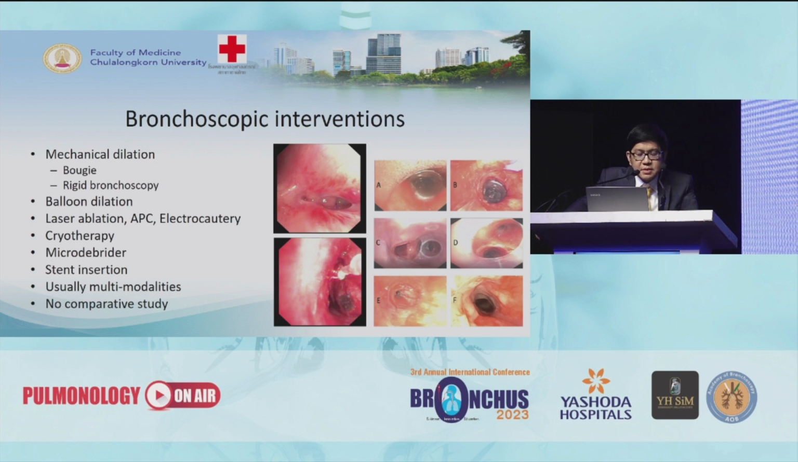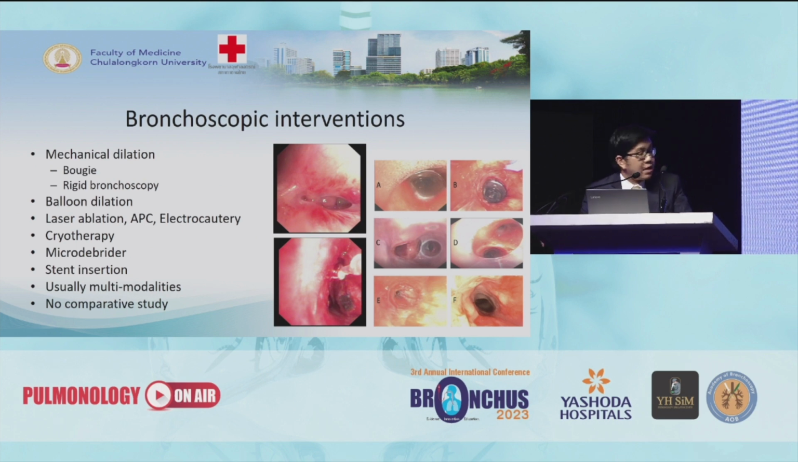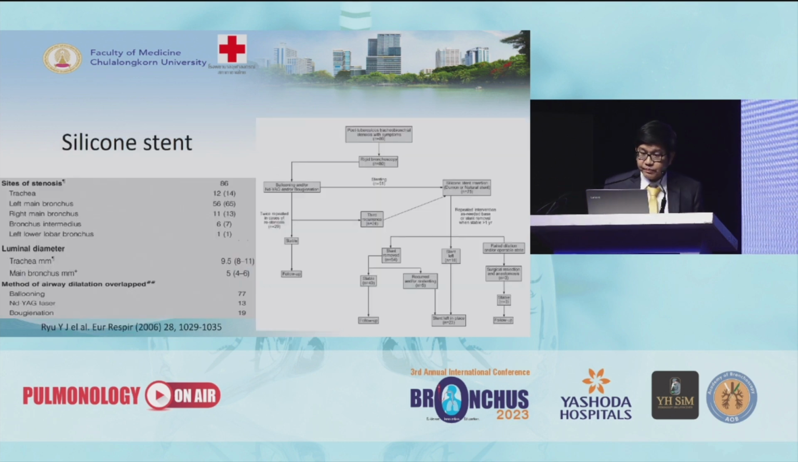Stent insertion is mostly required if the cartilage is destroyed. In general, we use multiple modalities combined with all the procedural interventions. Like in this case, we use the laser to cut the stenosis, the fibrosis part, first, and then we use the balloon dilation and the rigid bronchoscope and put the stent in.